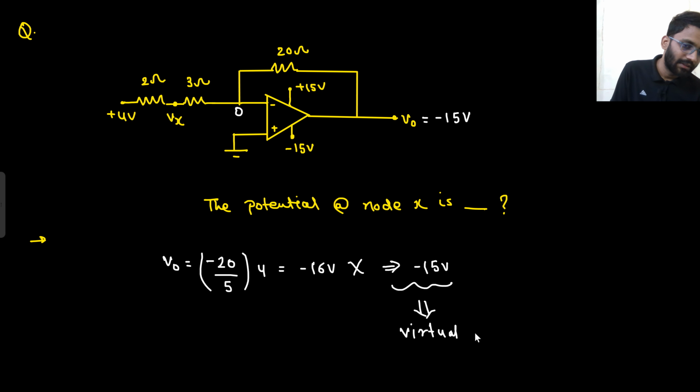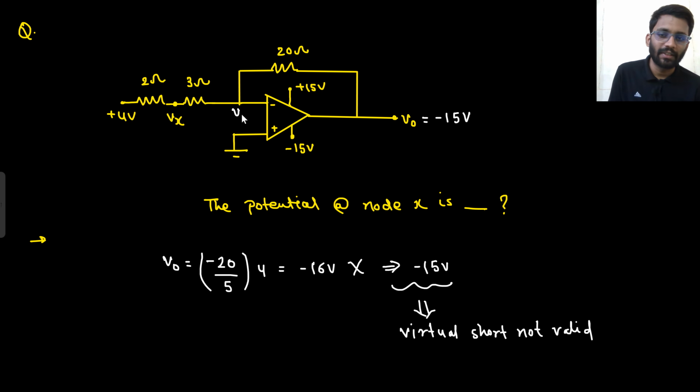Virtual short is not valid now. So this potential is not at 0. Let's just call this potential Vy. Vy potential is not at 0 now. Vy will be some finite voltage. What will that voltage be? Can you tell me directly, or in the next page I will show you a diagram.